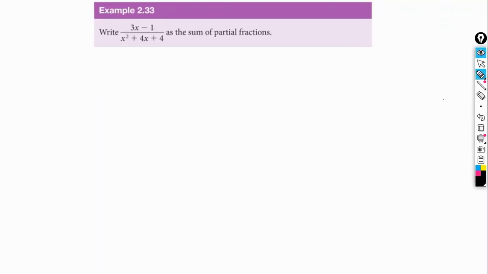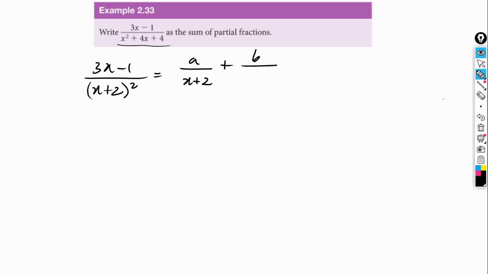So next we're going to do example 2.33, which will be the last one on this video. So it says write 3x minus 1 over x squared plus 4x plus 4 as the sum of partial fractions. So notice that this is just a perfect square, so we can rewrite this as 3x minus 1 over x plus 2 squared. So this is a case where we have a squared denominator. So notice that this is the same as saying a over x plus 2 plus b over x plus 2 squared.